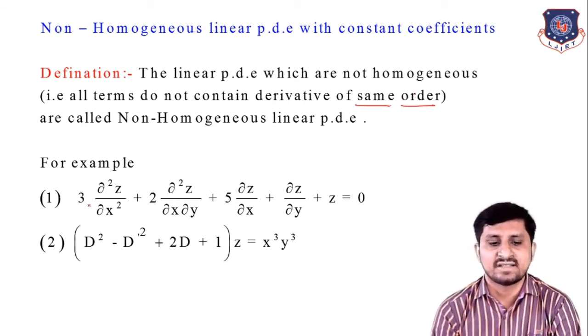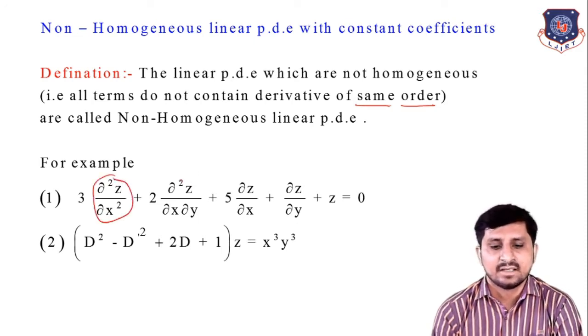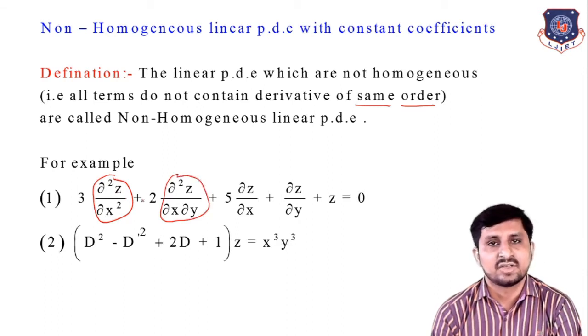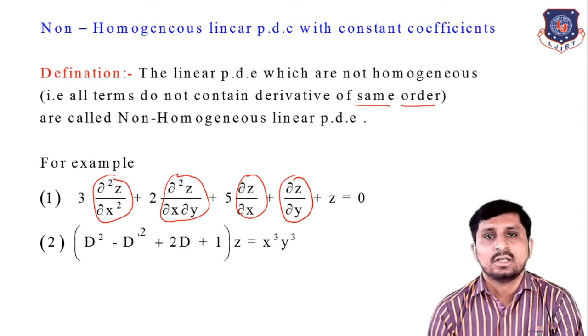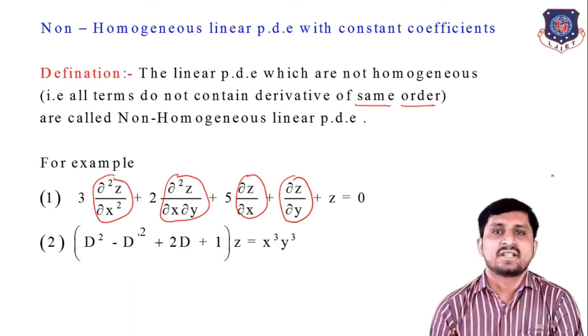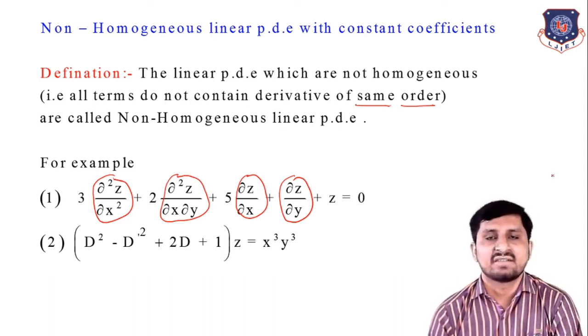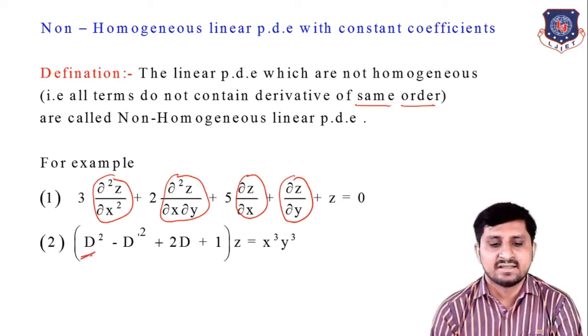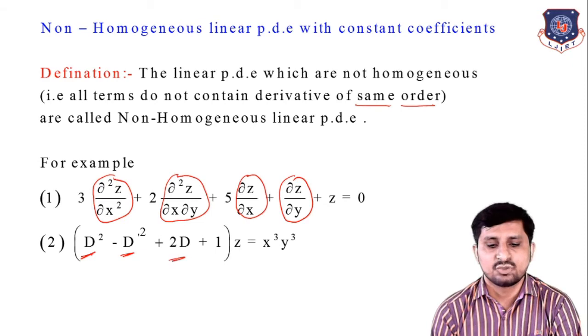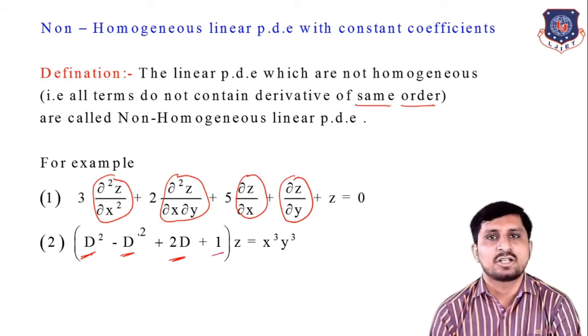For example, you can see that this is del square z by del x square, so this is D square. This is also D into D dash. So the order is 2 for the first two terms. Now here del z by del x is D, and del z by del y is D dash, right? So all the terms do not have the same order. That's why this is not a homogeneous partial differential equation. Again, this is D square, D dash square, and this is 2D plus 1. So this is not homogeneous.